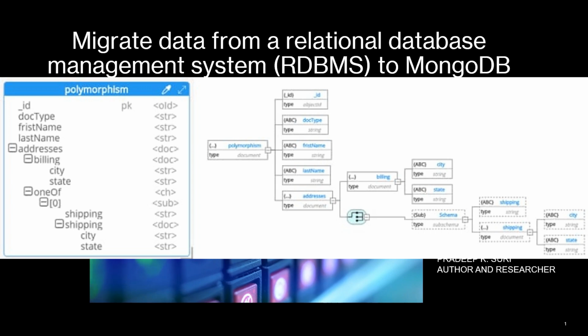8. Update your application. Modify your application code to connect to the MongoDB database instead of the RDBMS. Update the queries and data access logic to align with the MongoDB data model and query language, MongoDB query language or MongoDB aggregation framework. 9. Test and deploy. Thoroughly test your application with the new MongoDB backend to ensure everything is functioning as expected. If all tests pass, deploy the updated application to your production environment.